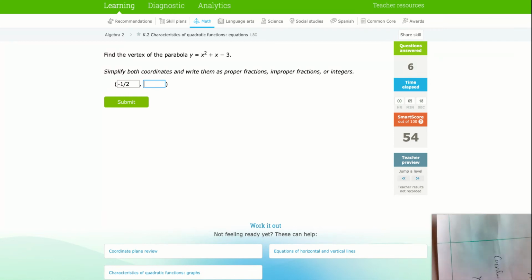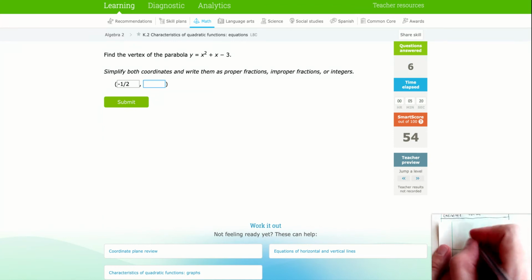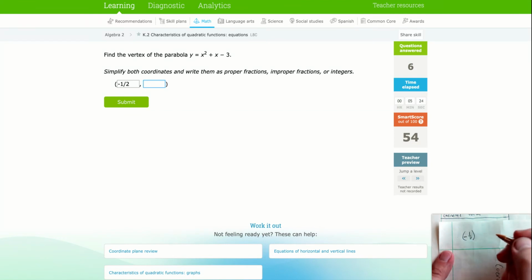So again, what I do is I take the -1/2 that I found for my axis of symmetry, or my x value. I'm going to square it plus -1/2 minus 3. So what I've done is I've just plugged it into the equation. -1/2 squared is going to be 1/4, plus a -1/2, minus 3. Well, -1/2 plus 1/4 will be -1/4, minus 3 more.